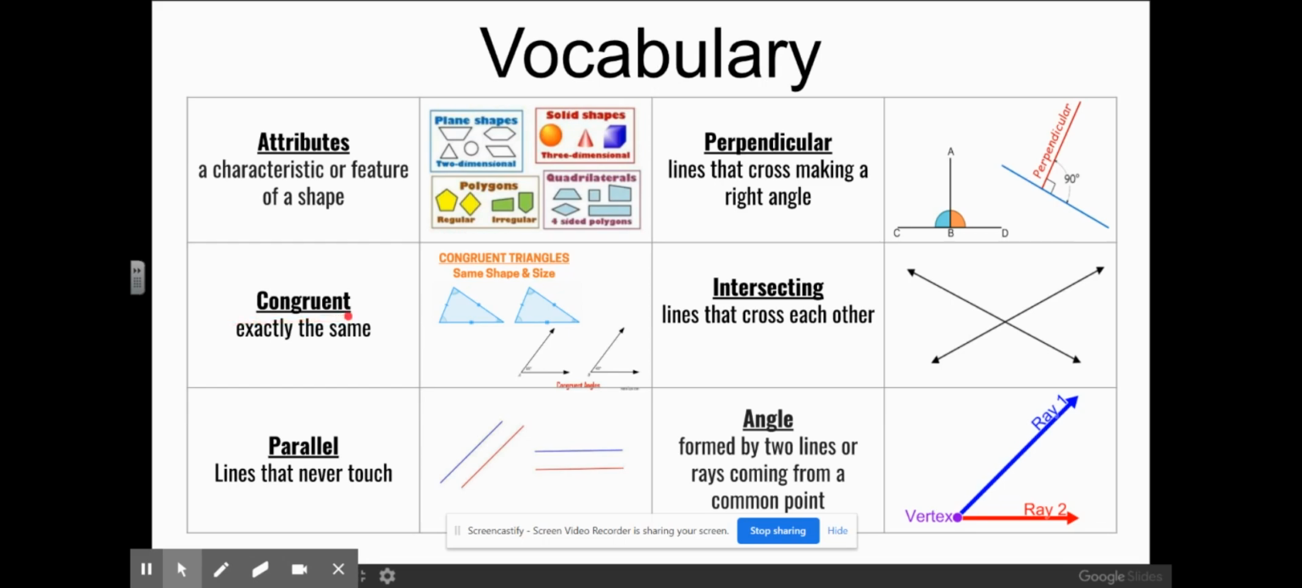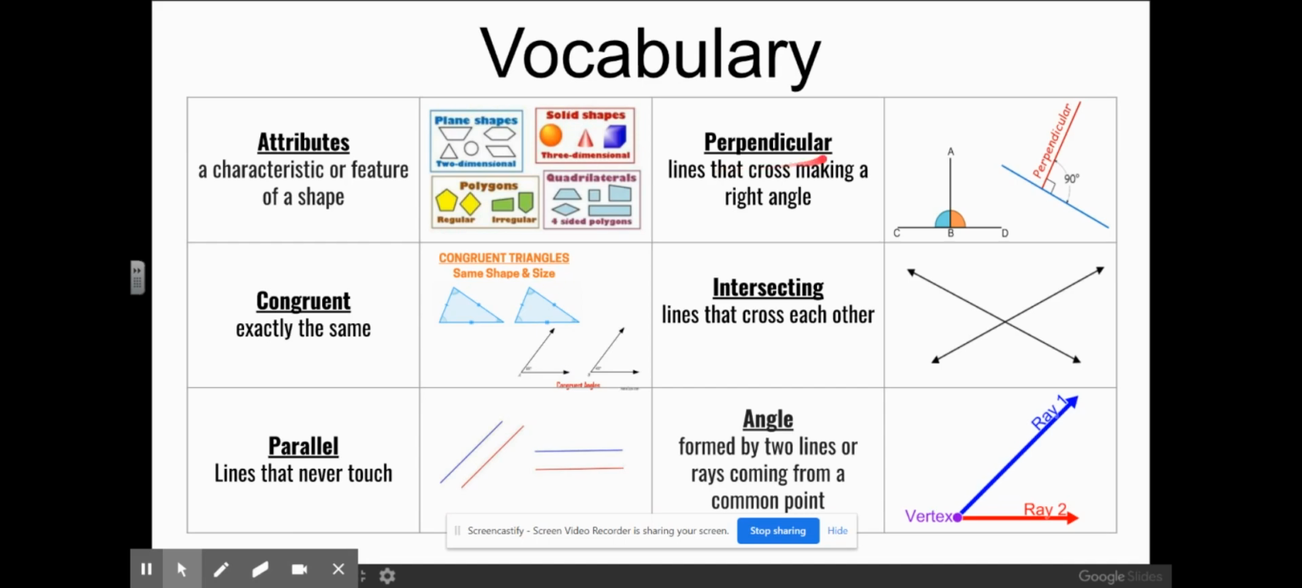Then we have congruent. That means exactly the same. For example, these two triangles here are congruent because they're exactly the same shape. We could also have congruent angles or lines. Then we have parallel. That just means lines that never touch. So if we were to extend these two lines forever, they would never cross each other.